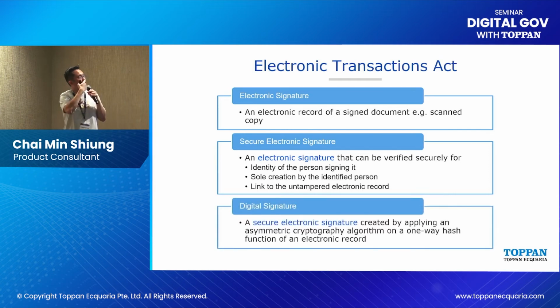The third type of signature that ETA defines is the digital signature. Essentially, the digital signature is a secure electronic signature created by applying an asymmetric cryptography algorithm on a one-way hash function of an electronic record. Wow, what is that? A mouthful, right? So it's a specific type of secure electronic signature created by your Sign with SingPass.